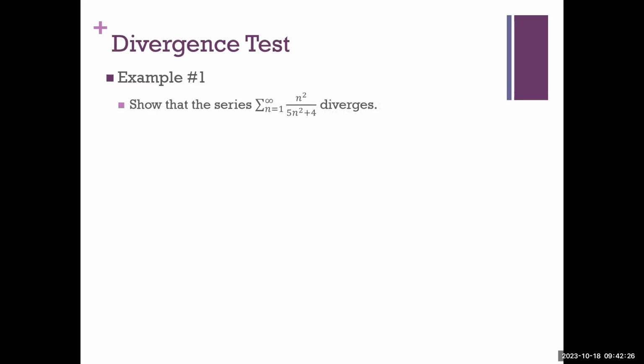So this series diverges. So let's check for the sequence what it does. What's the limit as n goes to infinity of, not the series, but the sequence, n squared over 5n squared plus 4? Is this a limit that I can look at?